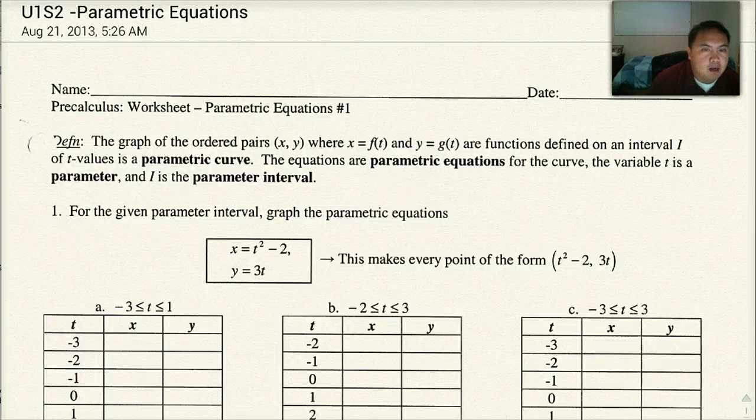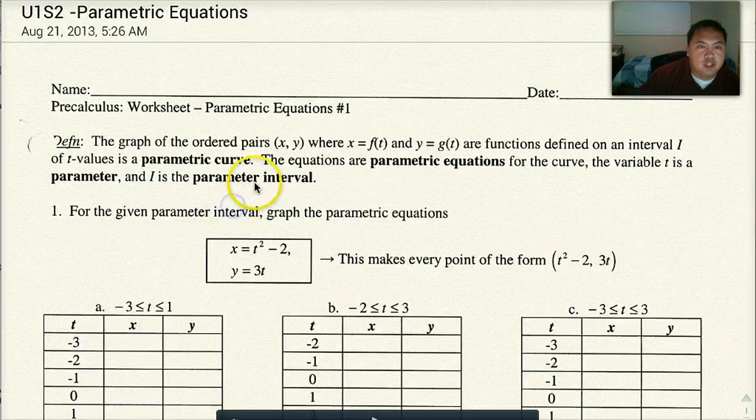Hello, this video is about parametric equations. As you can see on your notes, the definition of a parametric equation is the graph of the ordered pairs x and y, where x is a function and y is a function, and they're defined on the interval I of t values. That's called a parametric curve. The equations are parametric equations for the curve, and the variable t is called a parameter, and I is called the parameter interval. So, long story short, think of it as just a graph, but the x and y coordinates are functions.